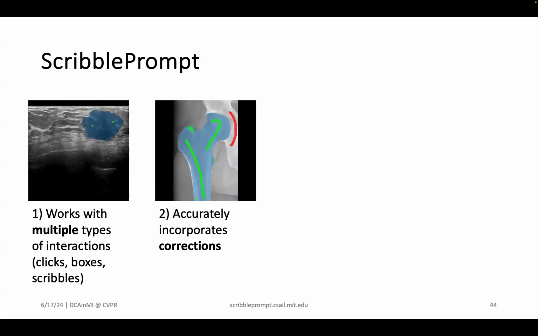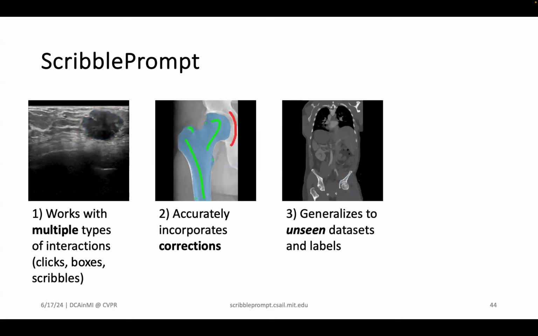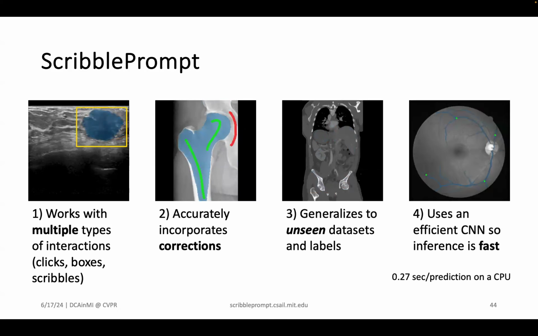So in this paper, we introduce ScribblePrompt, a new system for interactive segmentation designed with usability and practicality in mind. ScribblePrompt works with multiple types of interactions, including clicks, bounding boxes, and scribbles. It's able to accurately incorporate corrections, so users can refine their predictions until they get exactly the segmentation they want. It generalizes to unseen datasets and labels. In our paper, all of our evaluations are on datasets unseen during training. And lastly, we use an efficient CNN, so inference is really fast.